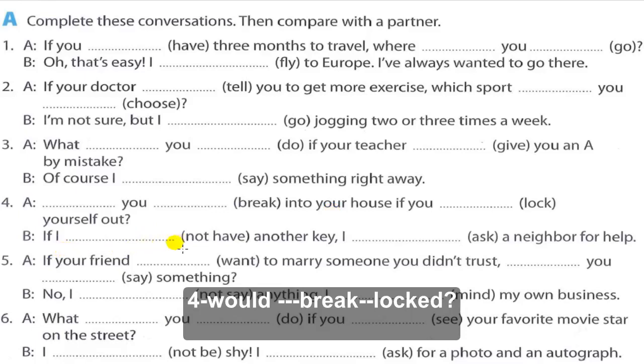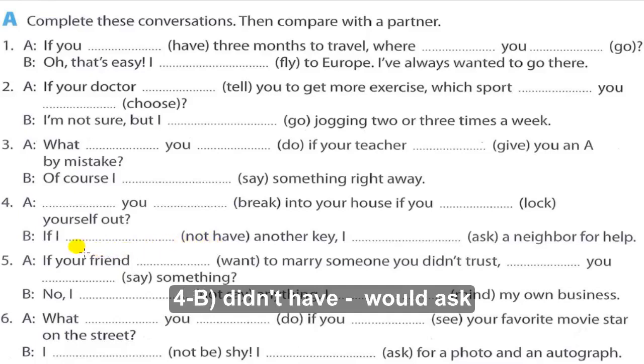B, if I didn't have another key, I'd ask a neighbor for help. If I didn't have another key, I would ask a neighbor for help.